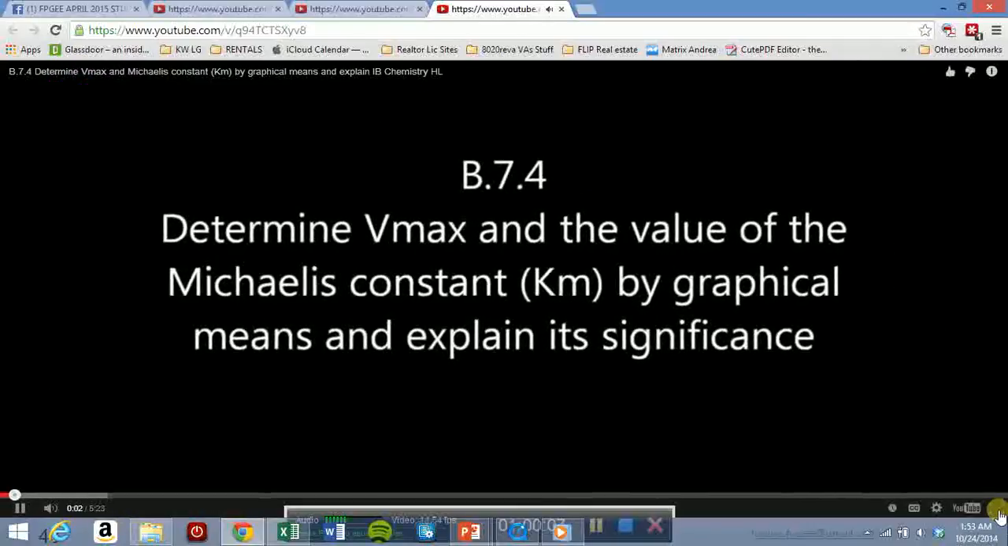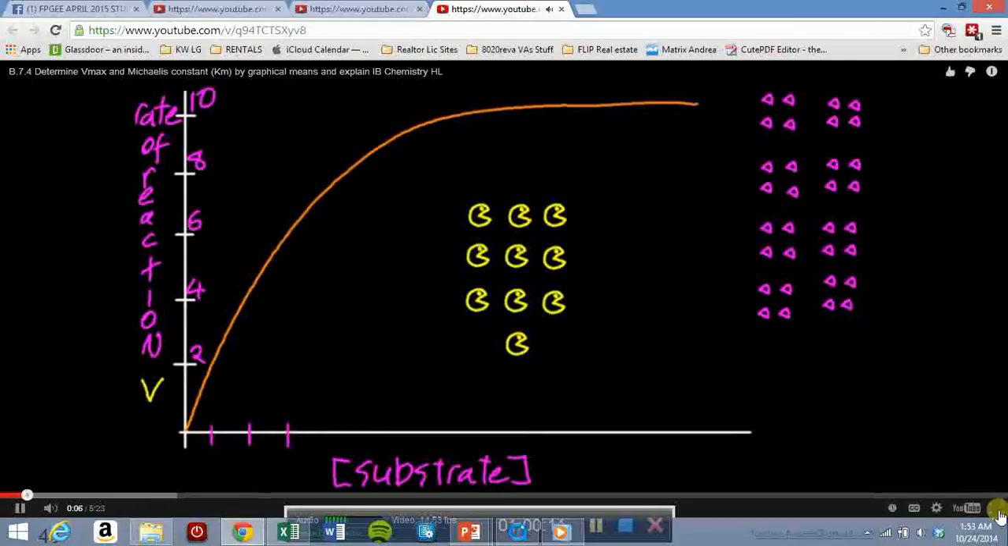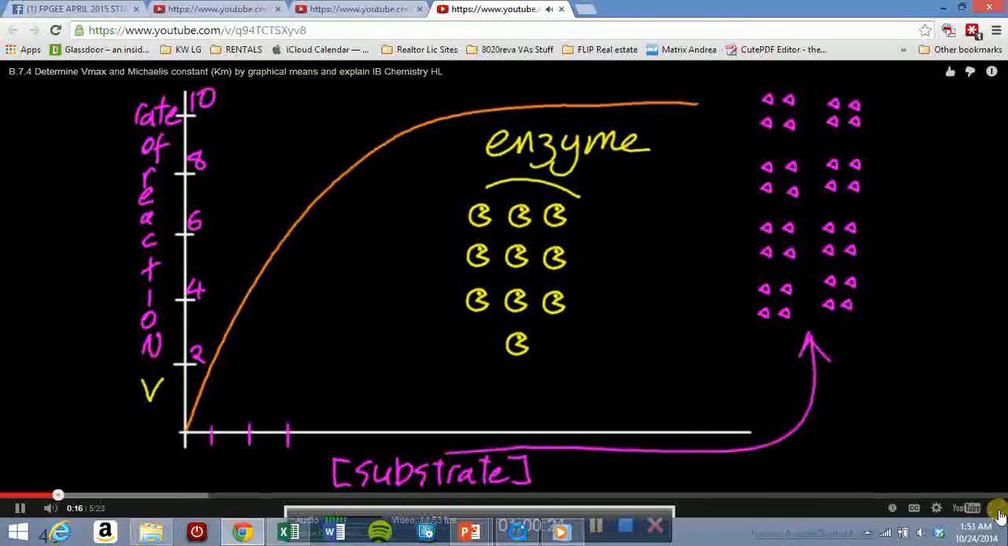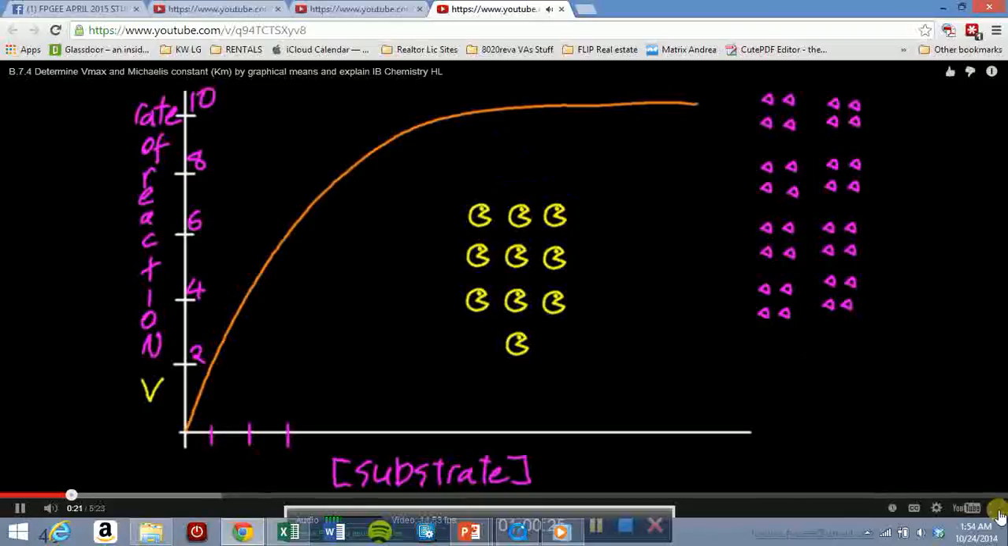Okay, Vmax and Km. Well, we need to be looking at graphs here. So this is the graph that's going to keep popping up all the time. On the y-axis is the rate of reaction, sometimes called V, and on the x-axis is the concentration of substrate, which is the purple things. And the little Pac-Men are enzymes. The IB wants you to know about 3 parts of this initial graph.